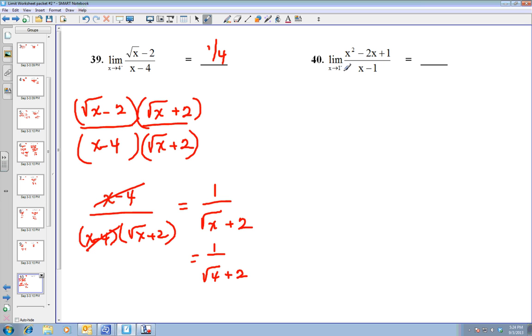Right here, as x approaches 1 from the left, I can't use direct substitution because I'd get 0, so that must mean something's going to factor. Factors of 1, when I add them, I get 2. They have to be x minus 1, x minus 1. One of these will cancel with the bottom, leaving me with x minus 1. Substitute in, and I get 0.